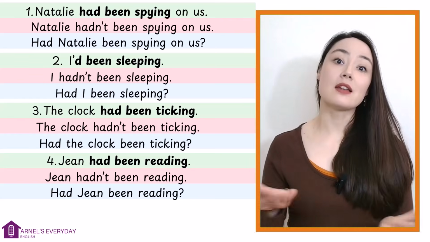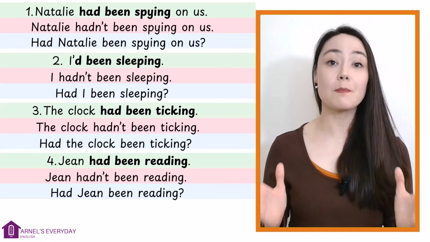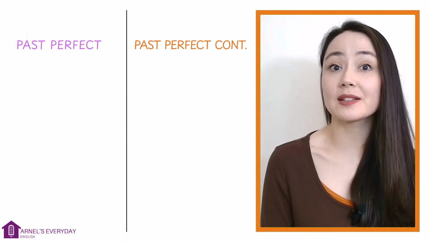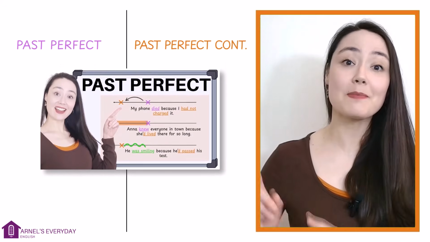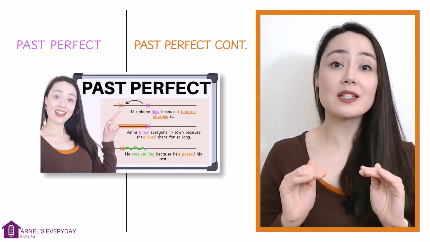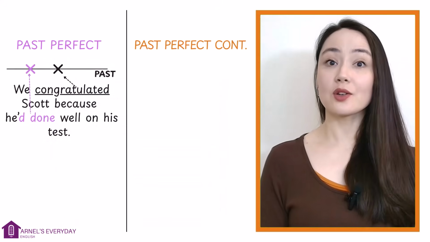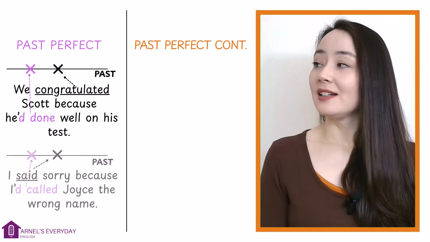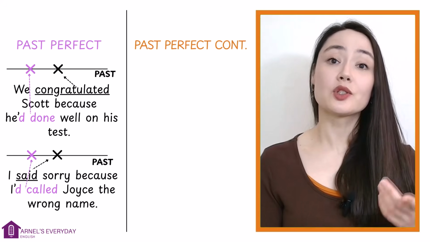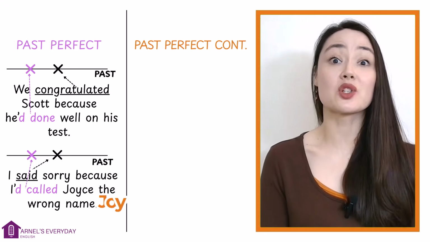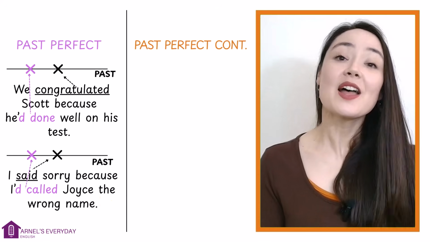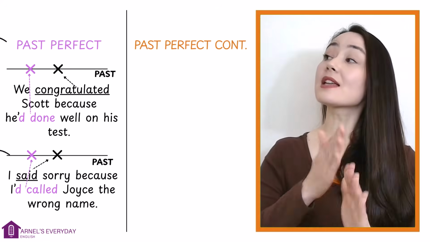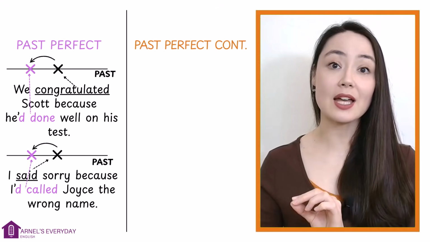Grammar basics done. Let's move on to why we use a past perfect continuous. Okay, you know what? Sorry, I have to start with the past perfect simple first. If you have not watched my lesson on the past perfect, do that before you continue with this lesson. We congratulated Scott because he'd done well on his test. I said sorry because I'd called Joyce the wrong name. I thought her name was Joy. Oops. You know, the past perfect tells an action was done before another past action.